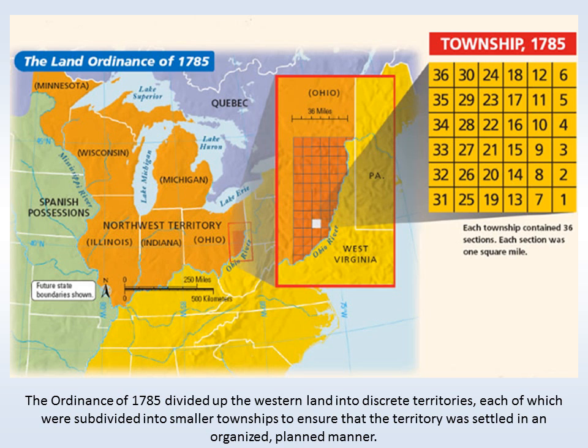The Ordinance of 1785 divided up the western land into discrete territories, each of which were subdivided into smaller townships to ensure that the territory was settled in an organized, planned manner.